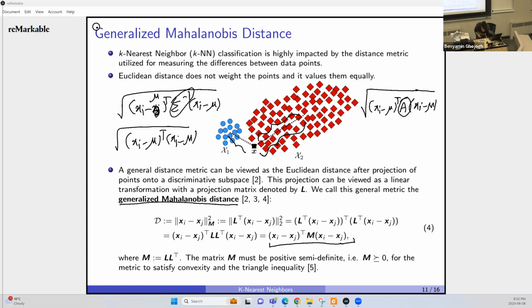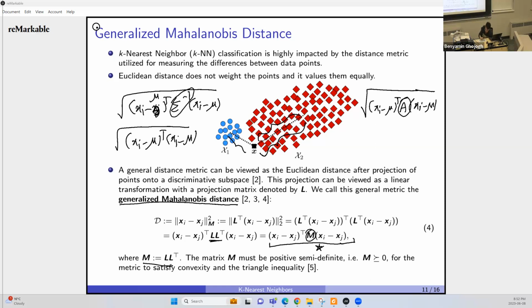Let's see. I go from end to start. Consider this. This is a squared generalized Mahalanobis distance, right? Rather than A, I have denoted it by M. And as M is positive semi-definite, I can decompose it to LL transpose. Various decompositions I can use. One of them is Cholesky decomposition. Okay, doesn't matter. So LL transpose.